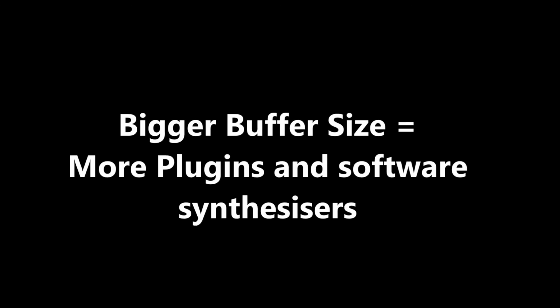During the post-production stage, raise the buffer size, for example, to 1024 samples when necessary. A larger buffer size allows you to use more plugins, more software synthesizers, and the computer will run more efficiently.